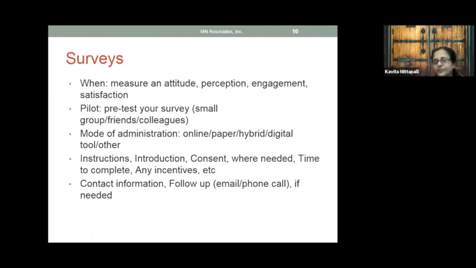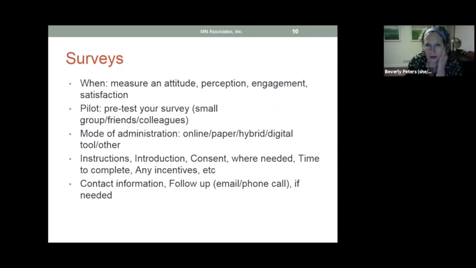Any questions here? There was a question on the name of the author that you shared that did the research on incentives.